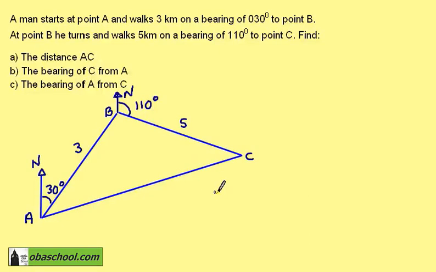Now that we have all of the information from the question on the diagram, we need to derive some further information from the information we have. The first thing to look at is the two north lines. North lines are parallel, and therefore we have co-interior angles which we know must add to 180 degrees. So this angle is 150. We then have angles round a point which we know add to 360, making this one 100 degrees.